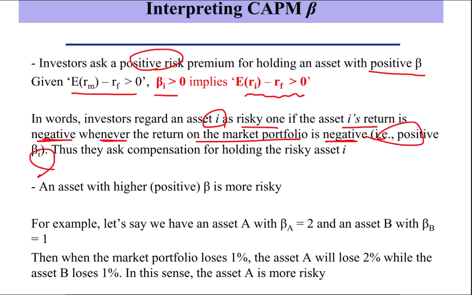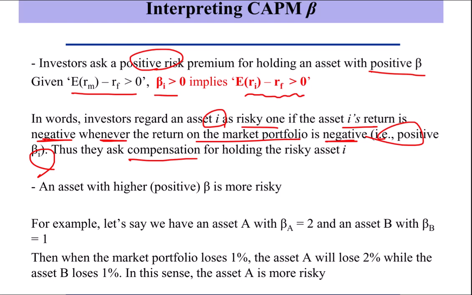When bad things happen in the market, if your asset also gives a negative return, you feel investing into that asset is risky. So before investing into that asset, you will ask for some compensation for your investment. This is the risk premium you expect to earn on average by investing into that asset.